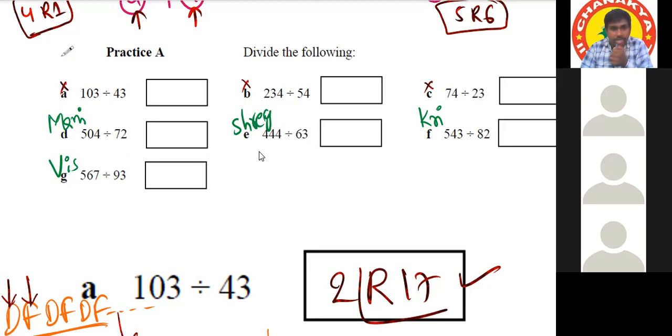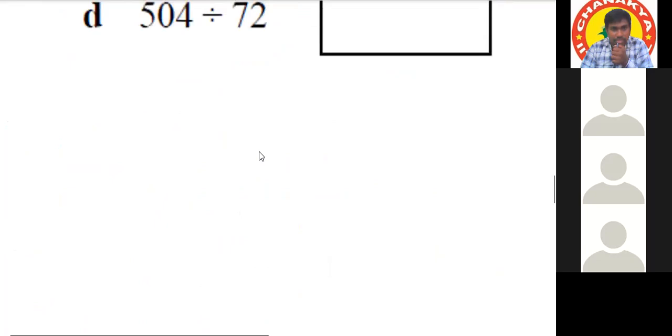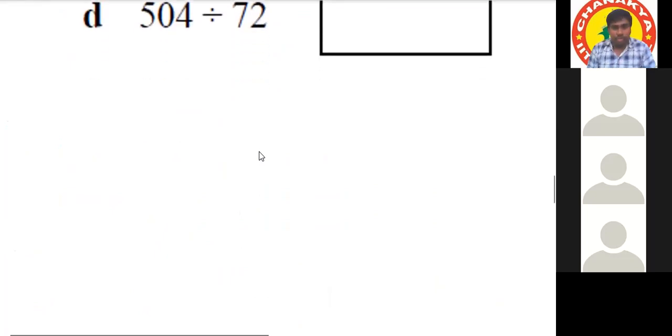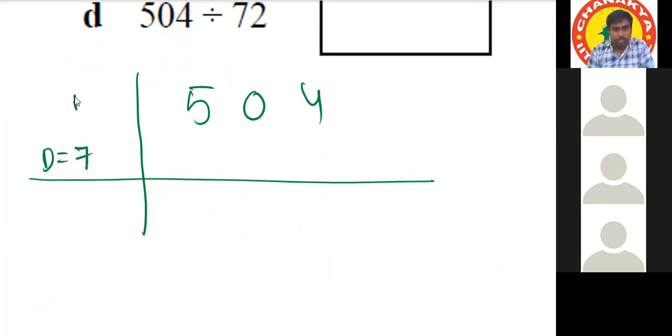Which question is yours? D, right? We need to divide 50 7 with 7 2. 7 is the divisor. 2 comes to the flag. Flag is 2, and flag is only 1 digit, so we should take out 1 digit, sir.